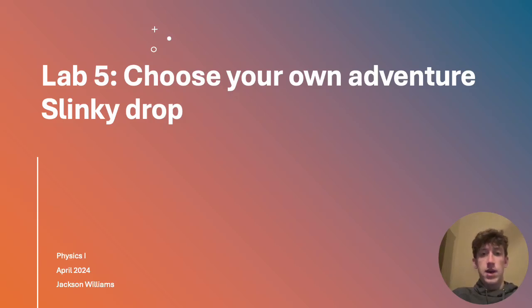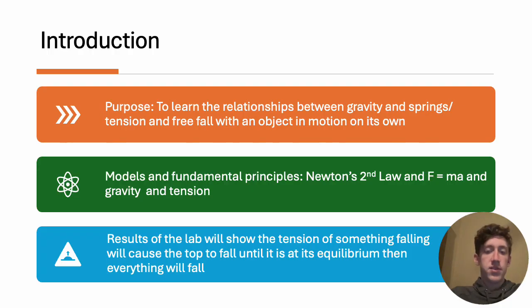This is for Lab 5, the Choose Your Own Adventure, the Slinky Drop. The purpose of this experiment is to learn the relationships between gravity and springs or objects with tension, and if that object is the only object in the system, and it's in free fall, it's moving on its own as the only thing in the system.